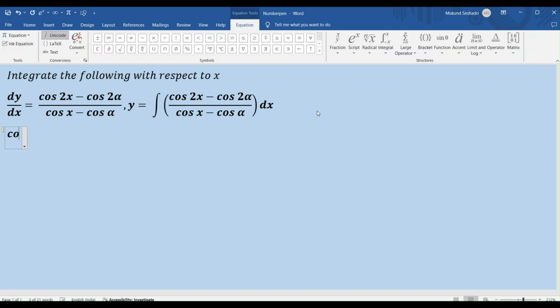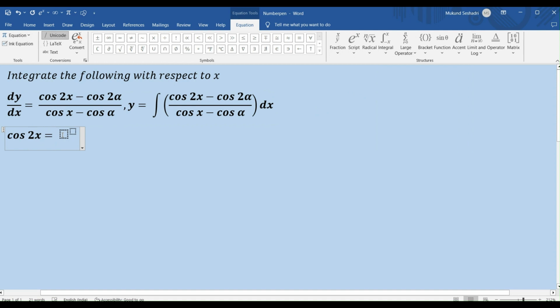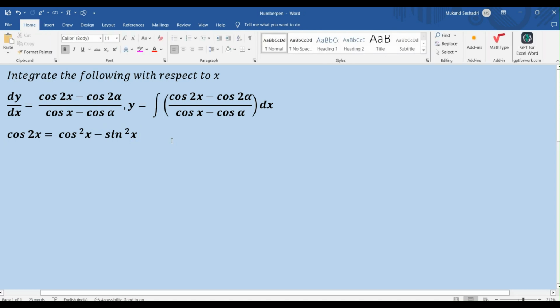And I know that cos 2x is nothing but cos square x minus sine square x, right? If you do not know this identity, please familiarize yourself with it, because these trigonometric identities are going to be the backbone in integral calculus whenever it comes to solving trigonometric problems. So cos 2x is equal to cos square x minus sine square x, which means cos 2 alpha also is cos square alpha minus sine square alpha. So I'm going to leave y as it is.